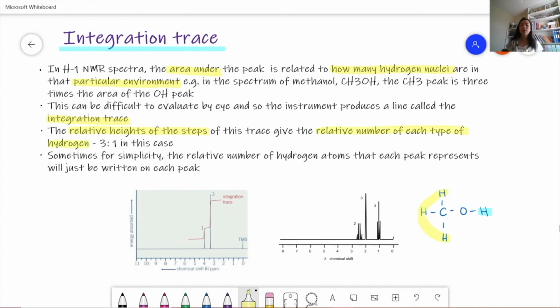But sometimes, for simplicity, the relative number of hydrogen atoms that each peak represents will just be written on each peak. So instead of having this integration trace, we'll have something that looks like the spectra on the right, where we'll just have the relative numbers labeled on each peak.